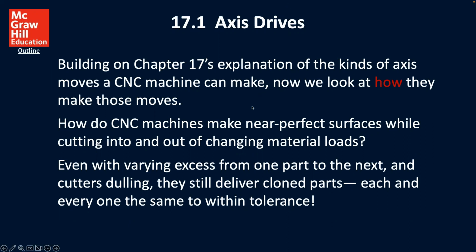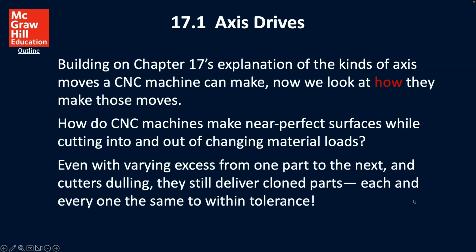Building on this chapter's explanation of the kinds of axis moves a CNC machine can make, and we saw some examples with my introduction, now we can look at how they make these moves. How do CNC machines make near perfect surfaces while cutting into and out of changing material loads? Kind of cool that that's possible. And even with varying excess from one part to the next and cutters dulling, they still deliver clone parts each and every time within the allowed tolerance that the machine can actually perform at. So that's what we see.